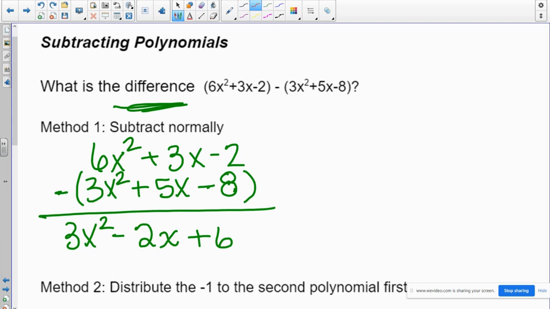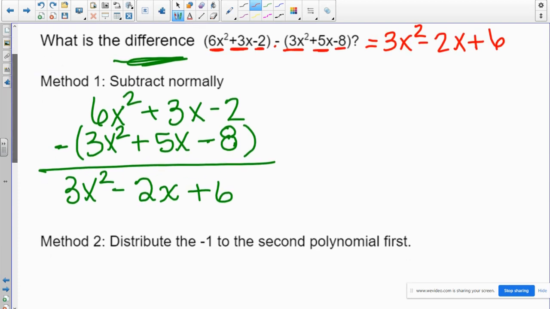horizontally. So we have 6x squared minus 3x squared equals 3x squared. 3x minus 5x leaves you with negative 2x, and then negative 2 minus a negative 8 leaves you with the positive 6. The other method is, and sometimes I prefer this, let me write it down here.